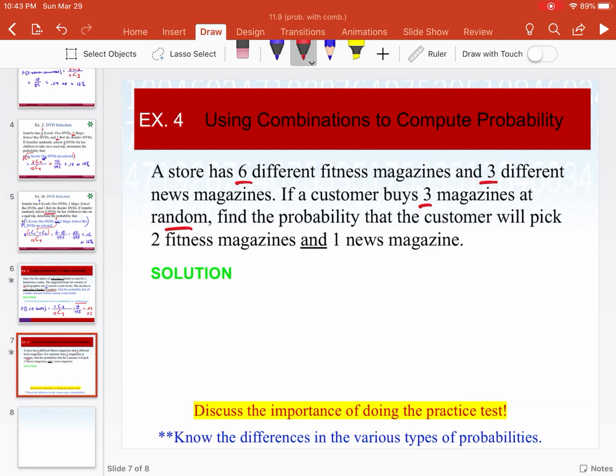Combinations. Okay. I'm going to pause the video. I want you to pause the video and then figure out the bottom first. So we're going the probability that we're going to select 2 fitness and, that's a key word, and 1 news. And what I'd like you to do is figure out the bottom first. Okay, the total number of, I'm not even going to tell you what, just the total. Go ahead and pause it and then come back and we'll talk about the bottom. Okay, go ahead.